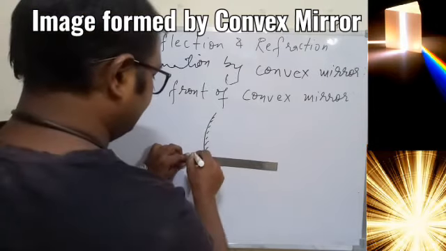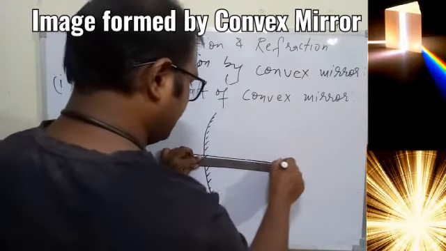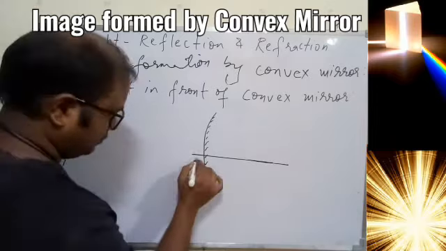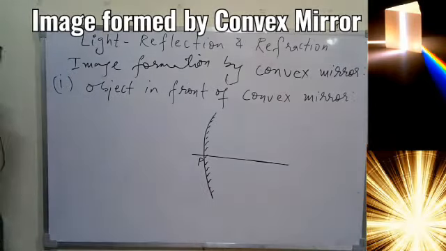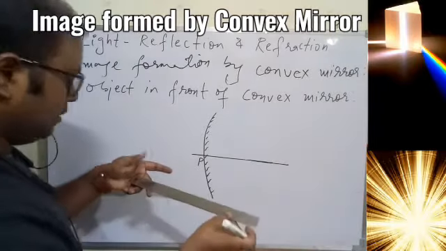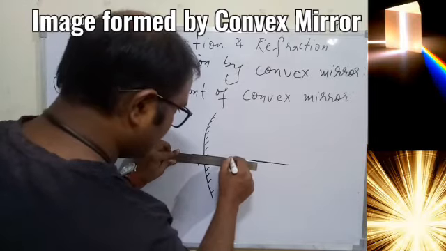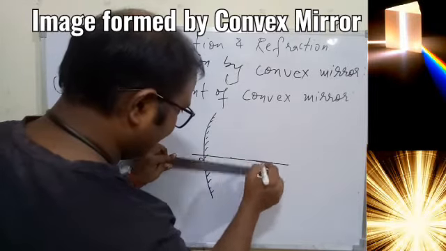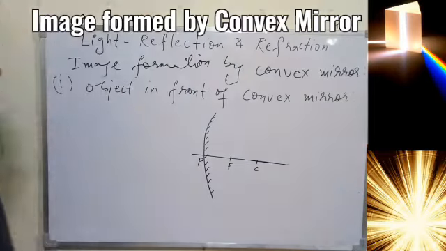Okay, so let's draw the principal axis. This is your P, and the focus and center of curvature will be behind the mirror, because this is your convex mirror. So that we already discussed. So this is your F and this is your C.